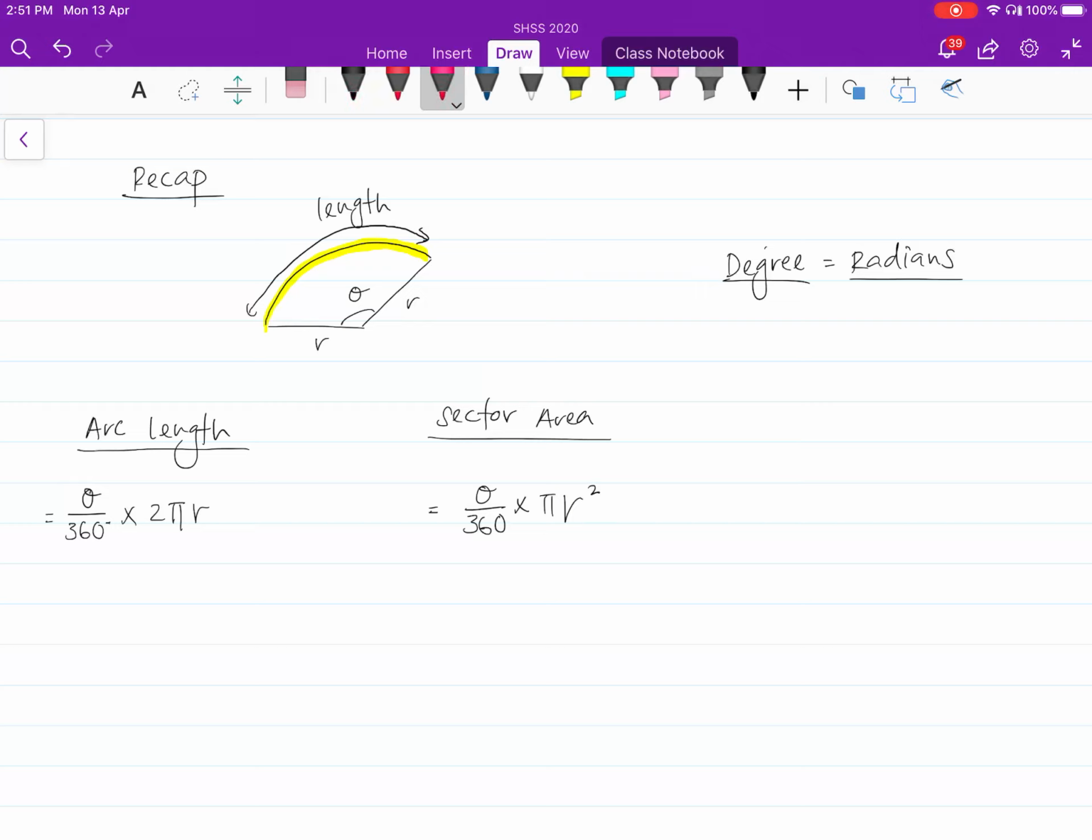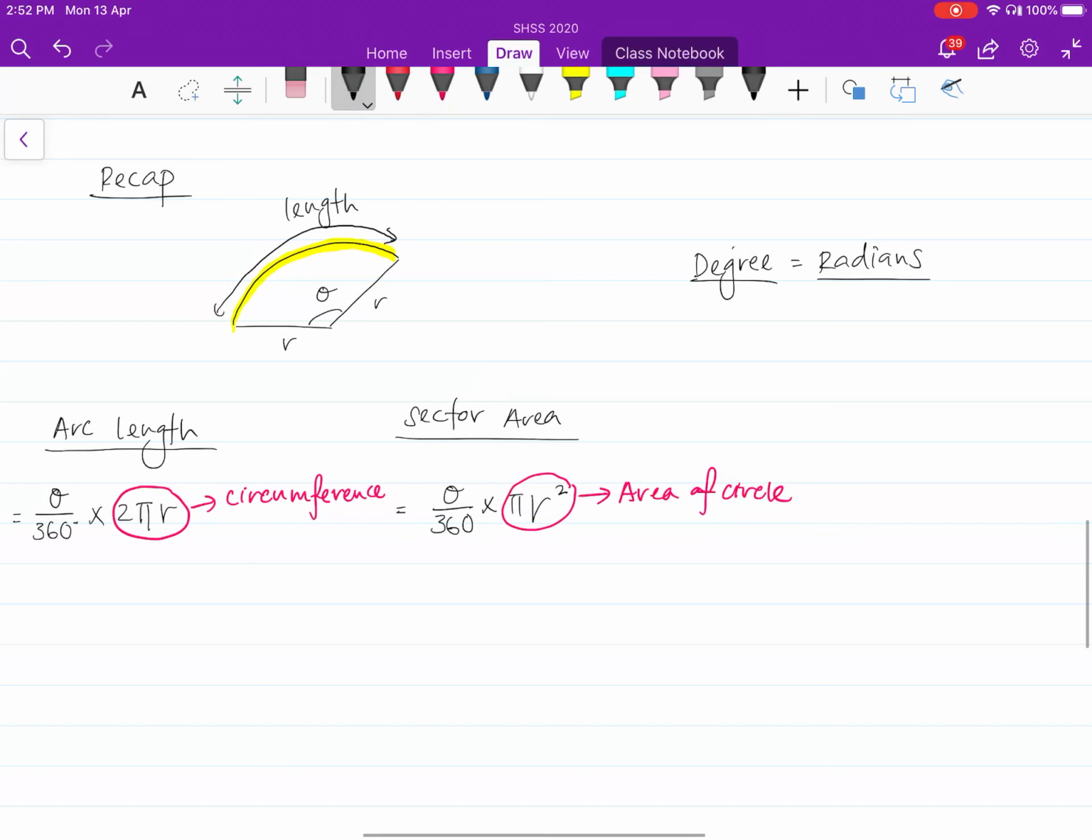If you notice, 2 pi r is actually the circumference of a circle. So we are just taking a part of the entire length of a circle. Pi r squared is the area of a circle. So we are just taking a part of the area of a circle.